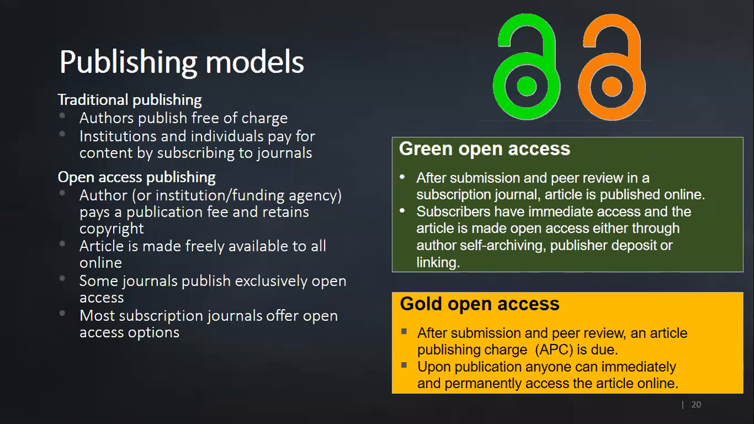We will be dealing a lot more with open access in our next workshop on the 16th, Understanding Open Access Publication. So if you're really interested to understand more about open access, please do come for the next session. Under open access, there are two different types, the green open access and the gold open access. The green open access is where, after submission and peer review in the subscription journal, the article is published online, and the subscribers have immediate access.